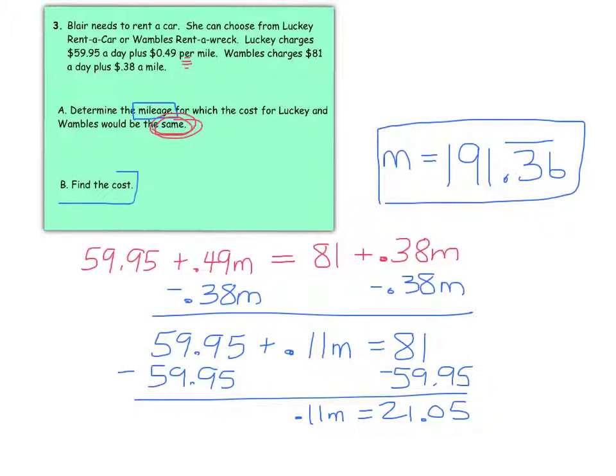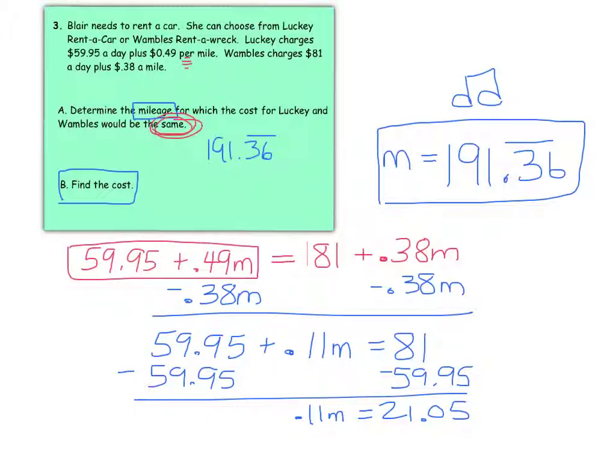So they want to find the cost. So at mile 191.36, repeating, they'll be the same. And now we have to go ahead and plug this amount into either side. It doesn't matter because this equation is equal to the other equation. So it doesn't matter which one we're going to plug it into. So I'm going to plug it into the first one, or the second one.